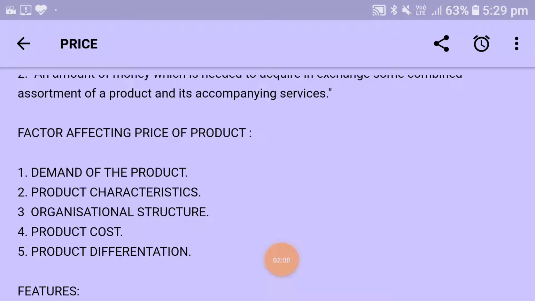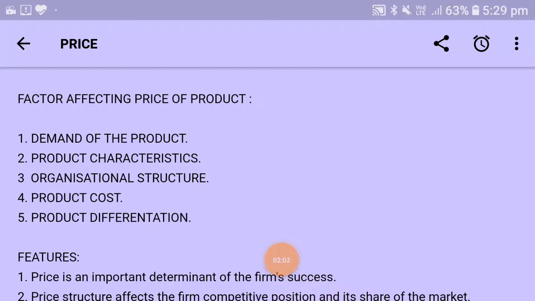Third is organizational structure. Organizational structure means the larger the size of an organizational structure, the higher the cost that will be included, and the smaller the size, the lower the cost that will be included. So cost affects the price also, because every entrepreneur wants to cover the cost in the price of the product. Next is product cost, which means the lower the cost of the product, the more profit margin can be kept. Profit can only be procured as the price is kept.